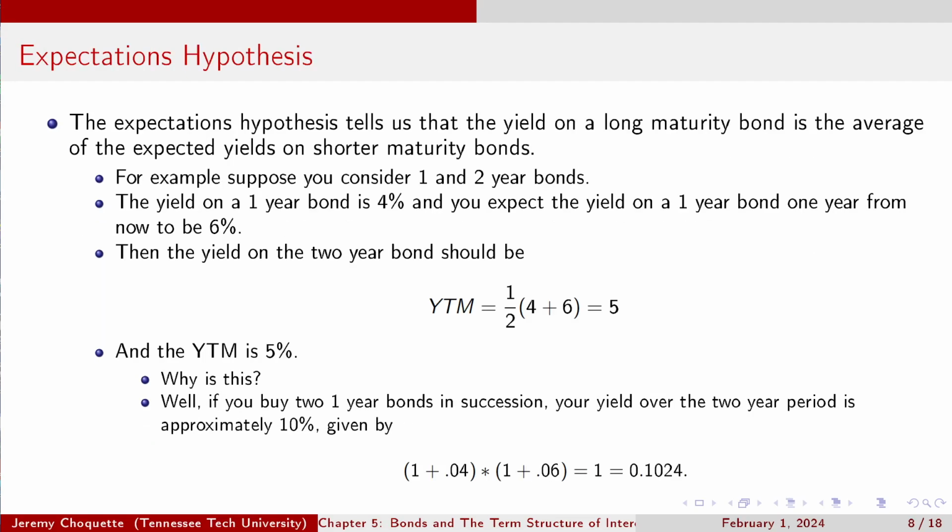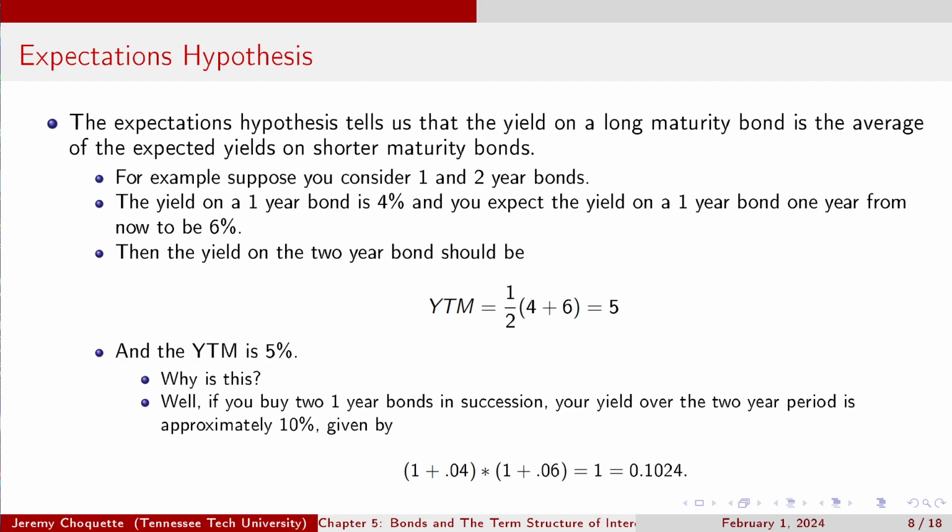Anyways, expectations hypothesis tells us that the yield on a long-term bond or long maturity bond is the average of the expected yields on shorter maturity bonds. So if you consider a 1 and 2 year bond, the yield on a 1-year bond's 4%. You expect the yield on a 1-year bond a year from now to be, say, 6%. Then the yield on the 2-year bond should be the average between 4 and 6%, which is 5%. So the yield to maturity is 5%.